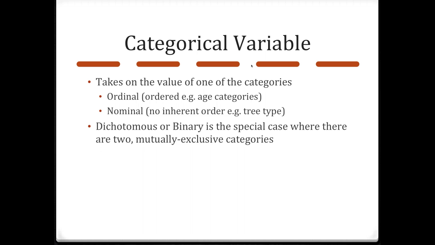A special type of categorical variable is a binary variable. This is when you have a categorical variable with two levels or categories, which are mutually exclusive. The clearest example of this is the outcome of death. A person is either dead or alive. There's no overlap between these categories, and there is no third option.